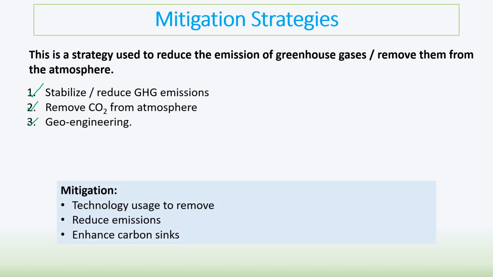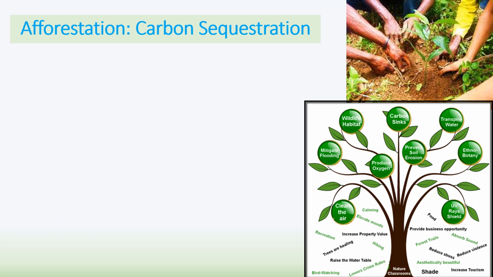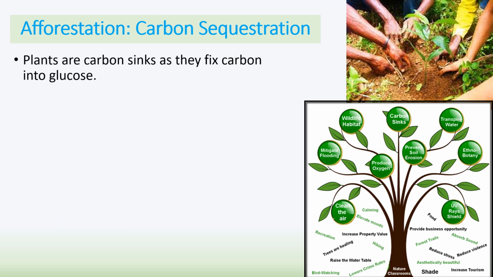So mitigation is that idea of how we can reduce the impact, reduce the actual carbon dioxide in the atmosphere, and that idea of technology or enhancing our current carbon sinks, such as planting more trees, is essential. So for biology, this really leads to the term afforestation, for carbon sequestration. So afforestation is when we plant more trees. So as opposed to deforestation, we are planting the trees now, and we know plants are carbon sinks. They fix carbon dioxide into glucose.